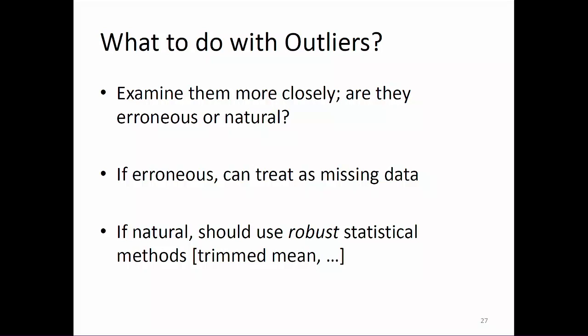So what do you do with them? Talked about this before. Examine them. Are they erroneous? Are they natural? If they're erroneous, what can you do with them? You can replace them by a missing value, or if you can correct them by rules-based methods, then of course you will correct them and they don't become erroneous anymore. If they're natural, you shouldn't be throwing out data. If it's natural variability, you shouldn't be throwing it out. Instead, you should choose an appropriate technique that's capable of dealing with noisy data. The classical things would be to use robust statistical techniques.